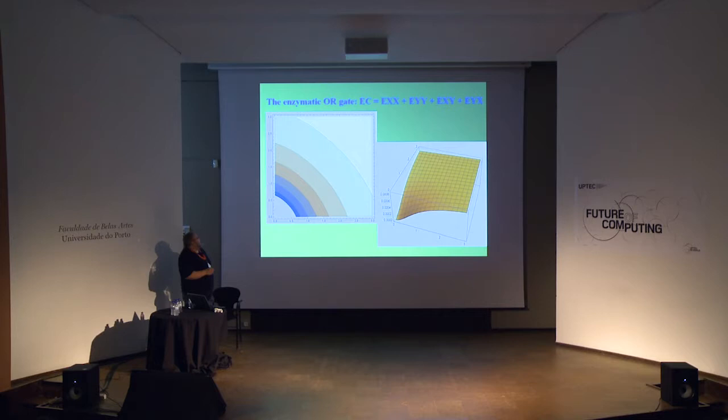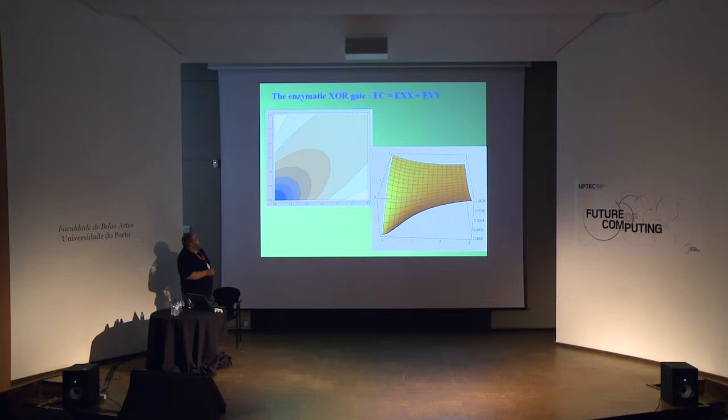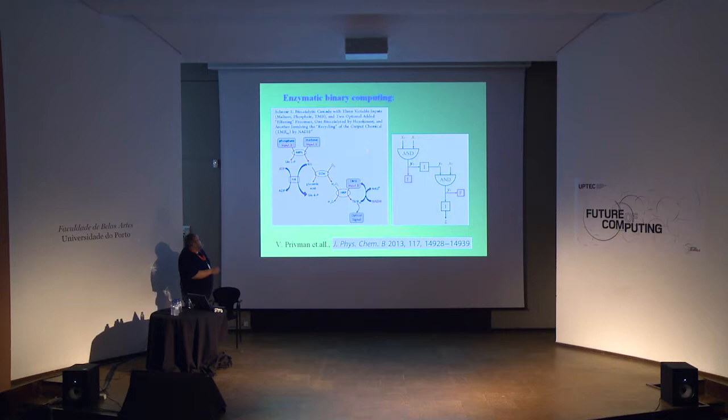You can make XOR, assuming that complexes in which X and Y are both bound to the enzyme do not produce Z, and well, yeah, you can make a NOT gate. And actually, this scheme, if you look at the names Privman and Katz, they are the people who studied experimentally allosteric enzymatic reactions to identify logic gates in such systems. So this is a logic gate.